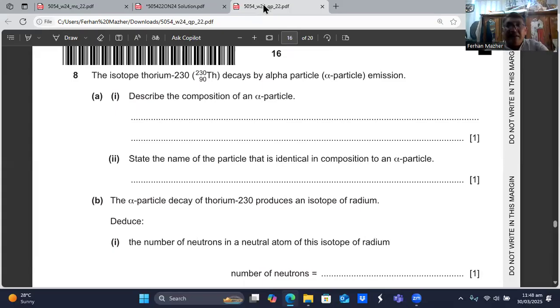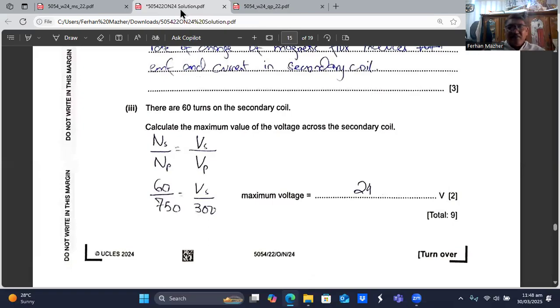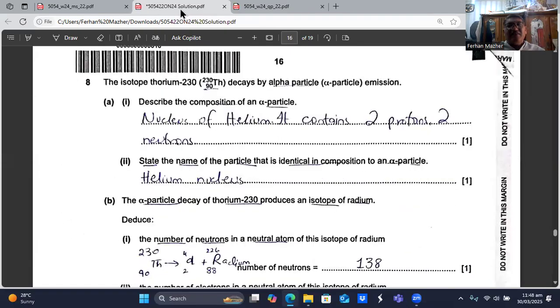An alpha particle is like the nucleus of helium. It has 2 protons and 2 neutrons. It's like the nucleus, not the atom, of helium. It has two protons and two neutrons. This is the alpha particle. It is positively charged. So let's see what she writes. Nucleus of helium, it contains two protons and two neutrons.